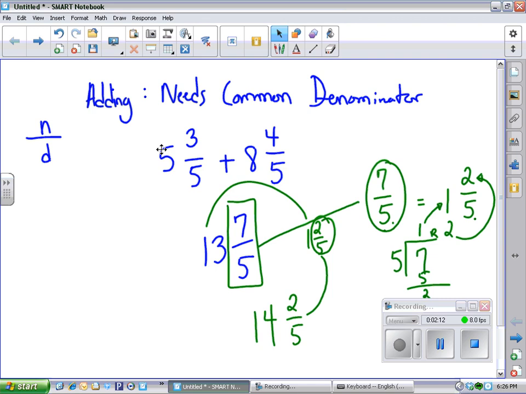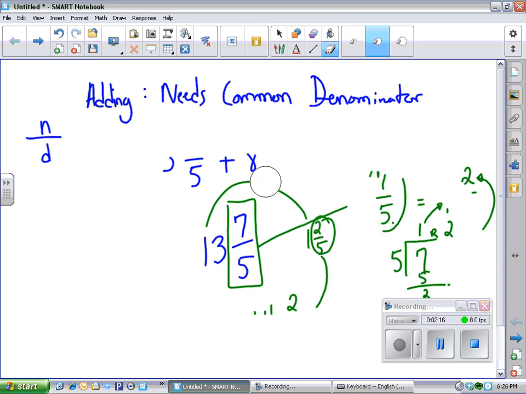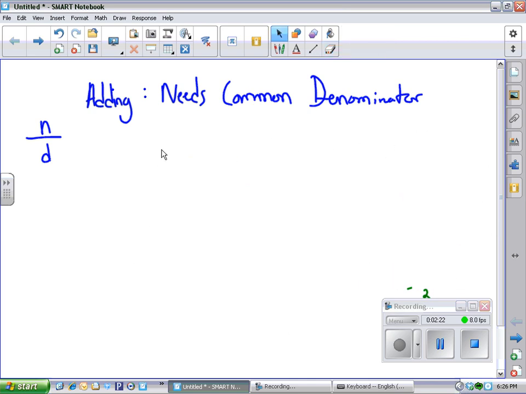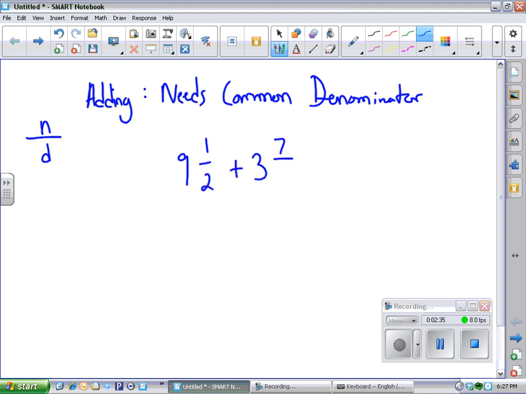If they are not like denominators, then we have to do a little bit more work. We have to get common denominators. Okay, so let's look at one that does not have common denominators in it. So we have 9 and 1/2 plus 3 and 7/10.